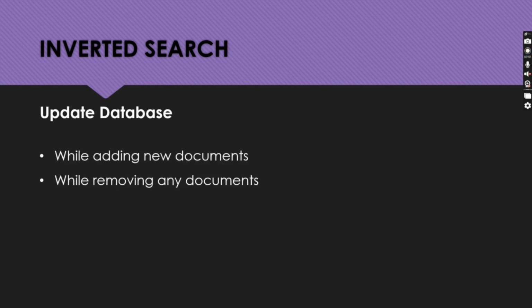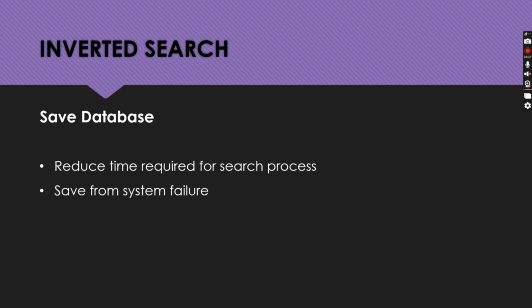And update database. Update database means that while we are adding a new document, or removing any document, we need to update it. While adding a document, we need to add that file, and add the words, number of words, file counts, etc. And while removing, we need to reduce these things. That means if we modify any files in this list, we need to change it in the database. So we use the operation update database.